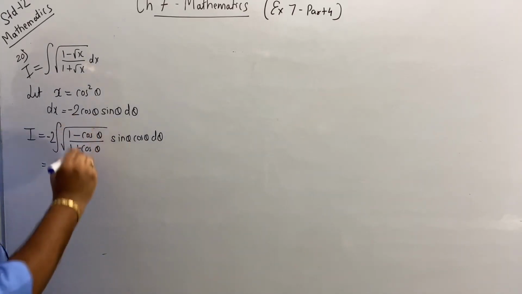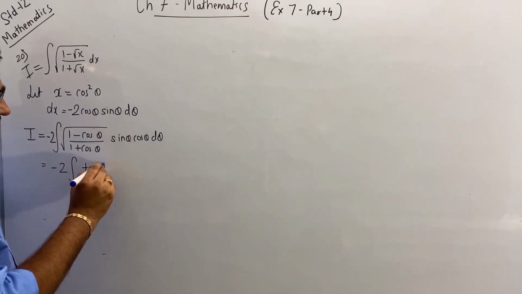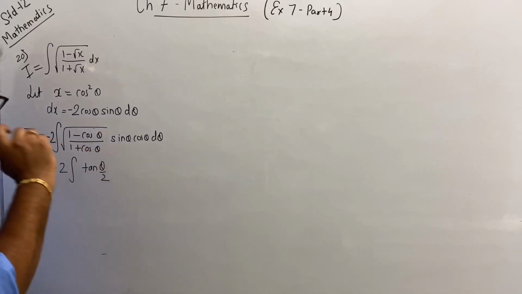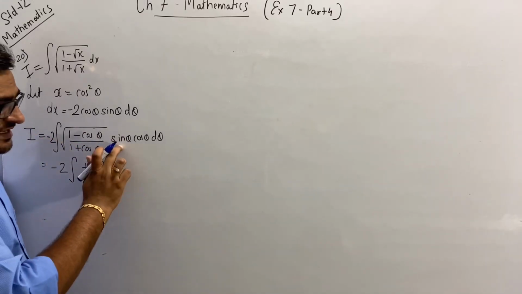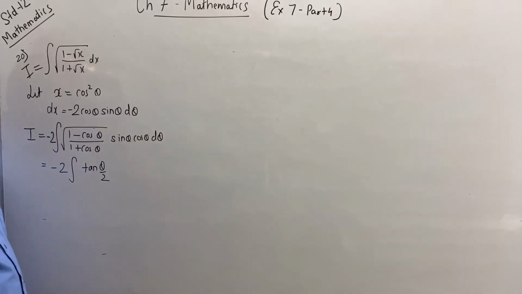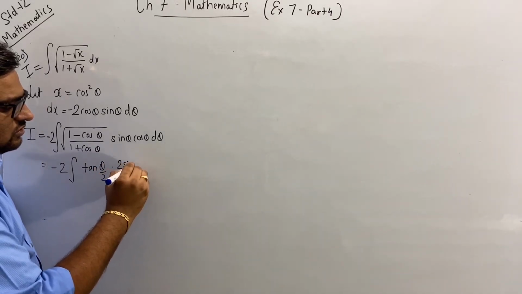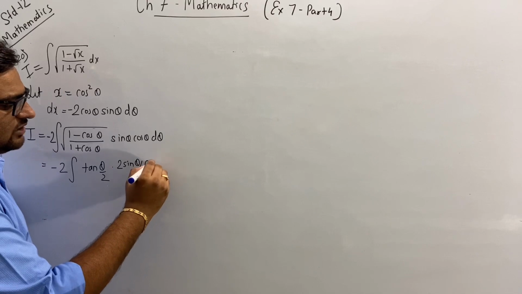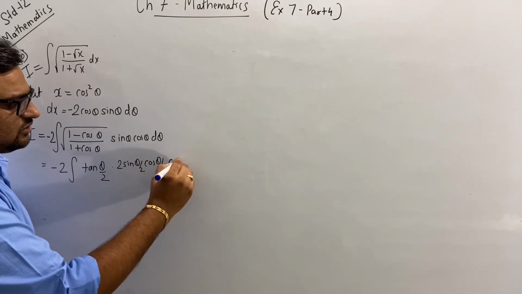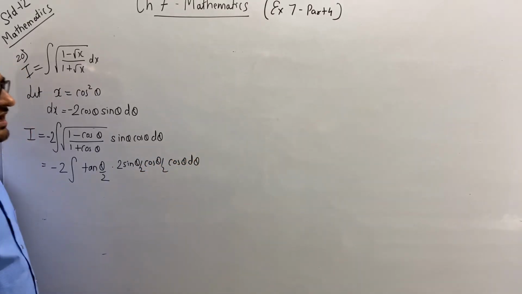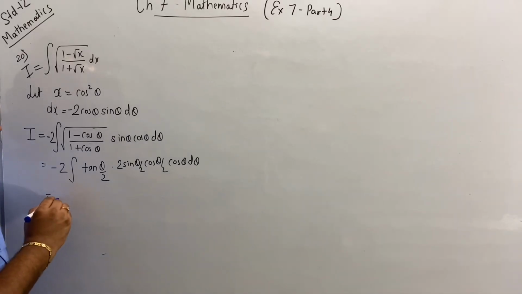So tan square theta by 2, root, tan theta by 2. Okay, now here it is sin theta into cos theta, right? So what I can do, 2 sin theta by 2 cos theta by 2 cos theta d theta. Clear? So now why I have done this?